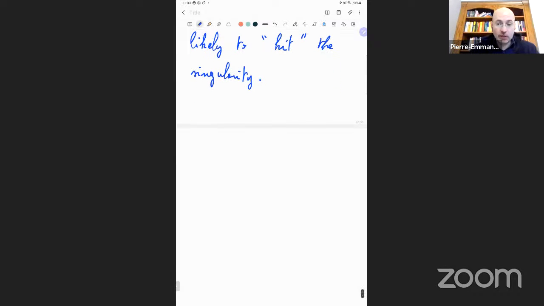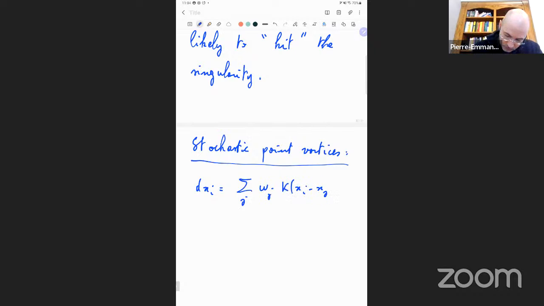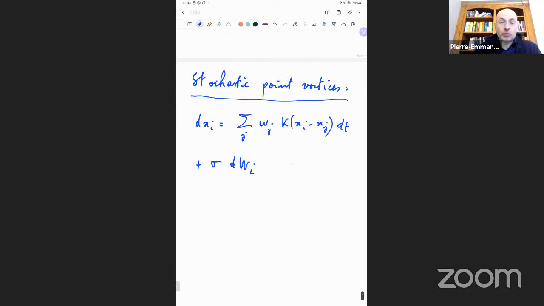Now, this is the deterministic case, right? We can have a stochastic point vortices just by adding Brownian motion. So then I would have a system like this. And what we would expect in that case is that this should correspond in some sense to Navier-Stokes instead of Euler. So the random collision among the point vortices should model some sort of diffusion in the system.